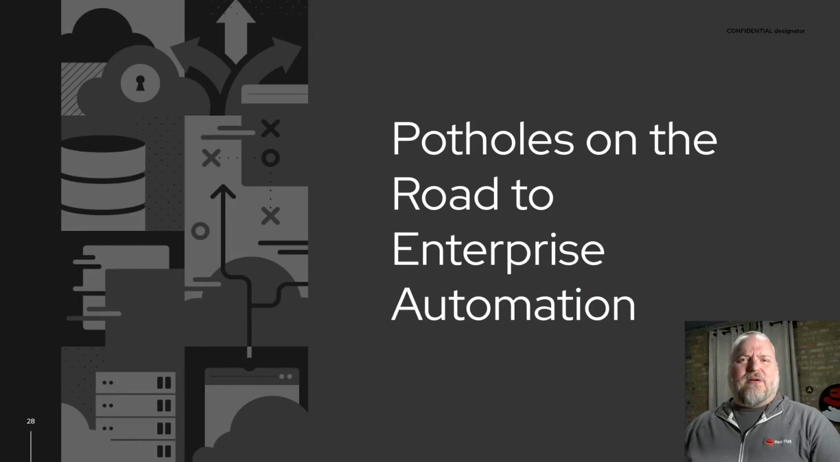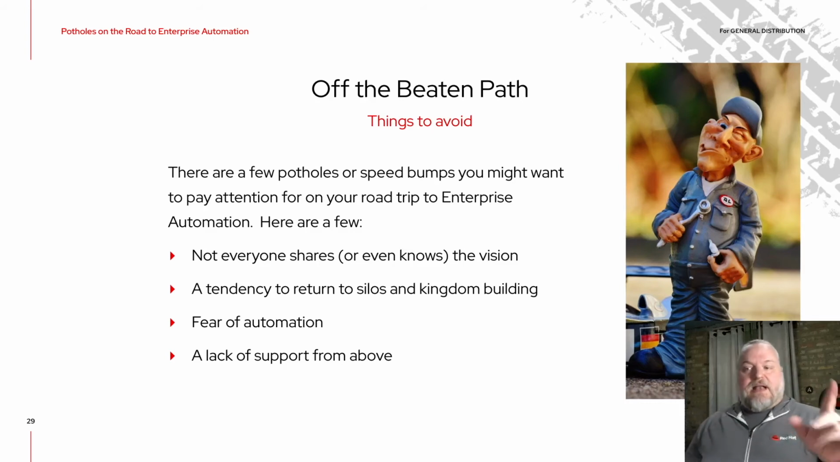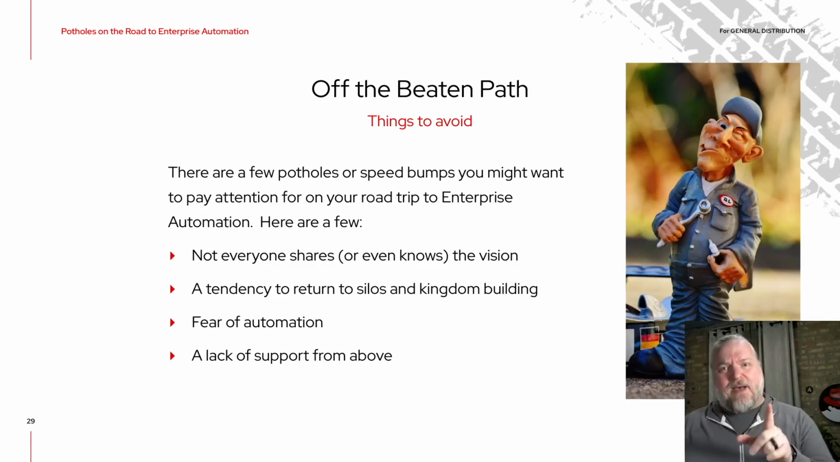So, if we're going in this direction, let's talk about some of the speed bumps that we hit, some of the potholes on the road to enterprise automation. Well, here are a few. Not everyone shares or even knows the vision. There's a tendency to return to silos or kingdom building of yore. There's inherent fear often with automation. And then finally, a lack of support from higher levels of the organization. So let's talk a little bit about each one of those.